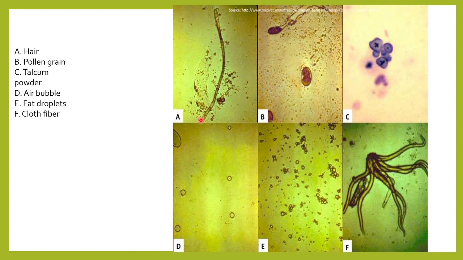Here you can see a hair. Here you can see a pollen grain, which you can mistake for a crystal. Here you can see talcum powder, or sometimes glove powder. Here you can see an air bubble, which sometimes we mistake for RBCs. Here you can see fat droplets. Here you can see a cloth fiber. So these are the various artifacts, and we need to differentiate them from the actual casts, crystals, cells, etc.